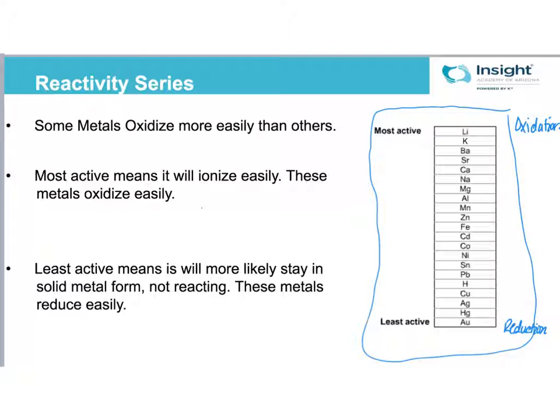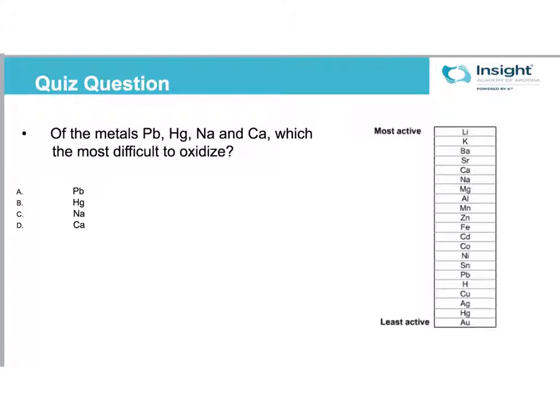So an example of how you might use this is the metals Pb, which is lead, Hg, which is mercury, Na, which is sodium, and Ca, which is calcium. Which is the most difficult to oxidize? If you remember, at the top of the table, these guys want to oxidize. At the bottom of the table, these guys want to do the opposite. They want to reduce. So if we're looking for the most difficult to oxidize, we're looking for the one that's lowest on the table.